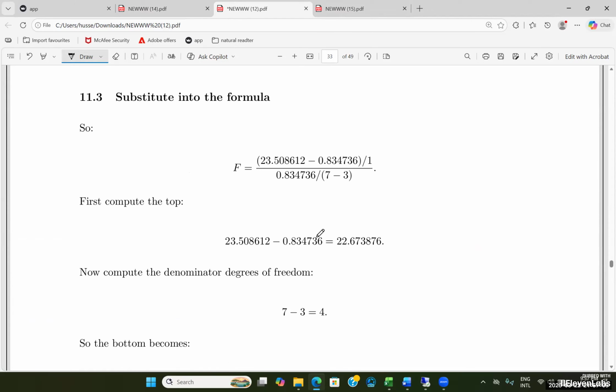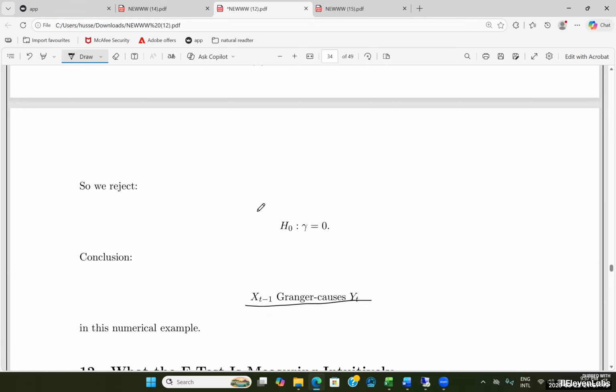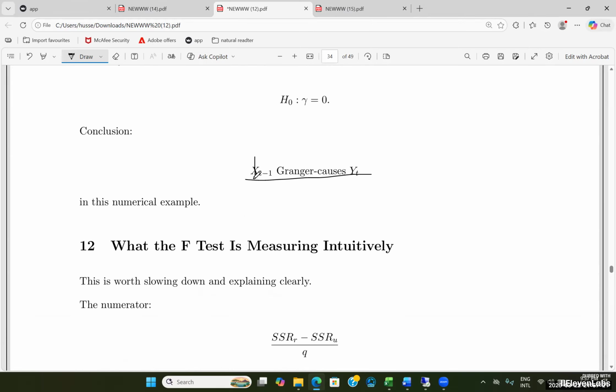We are able to reject this, and we can confidently state that the inclusion of this regressor is capable of significantly enhancing the predictive power, which signifies that this variable does indeed Granger cause the dependent y variable. So, the ultimate conclusion we've reached is that X Granger causes Y.